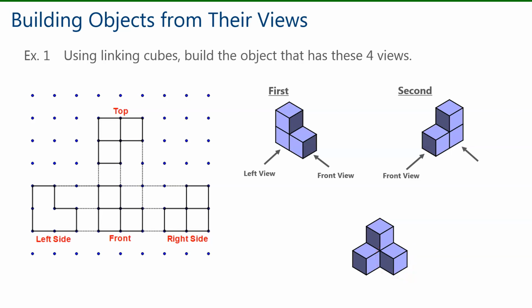If we look at the right side view, we can see that the object actually matches the right side view as it is. And if we look at the top view, it also matches that. So that means we don't need to add any more blocks, and this in fact is the correct answer for these 4 views.